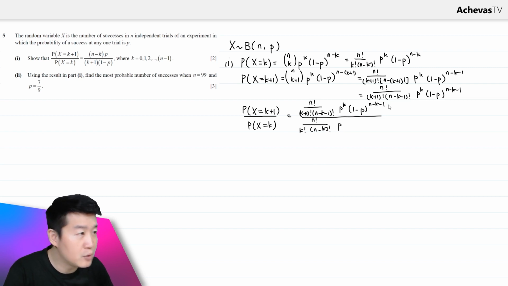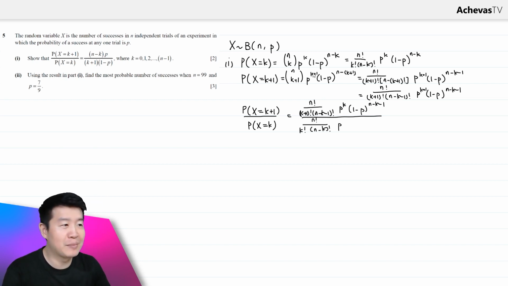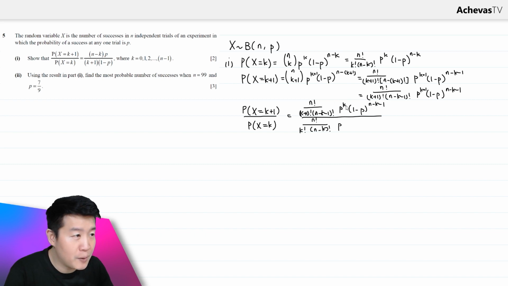P to the power of, oops, did I write wrongly? Oh, this is supposed to be k plus 1. Sorry, my fault. So here is k plus 1, k plus 1. Then you'll be n minus the number of successes, which is n minus k plus 1. So here will be k plus 1. Then this to the power of k. Then 1 minus p to the power of n minus k.